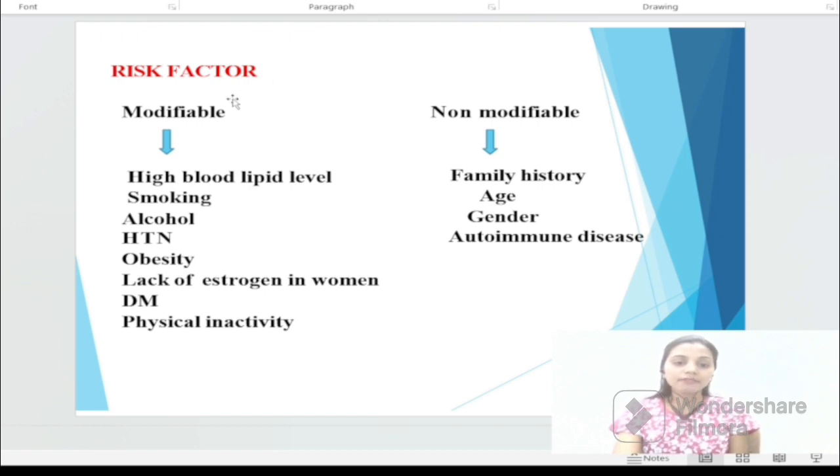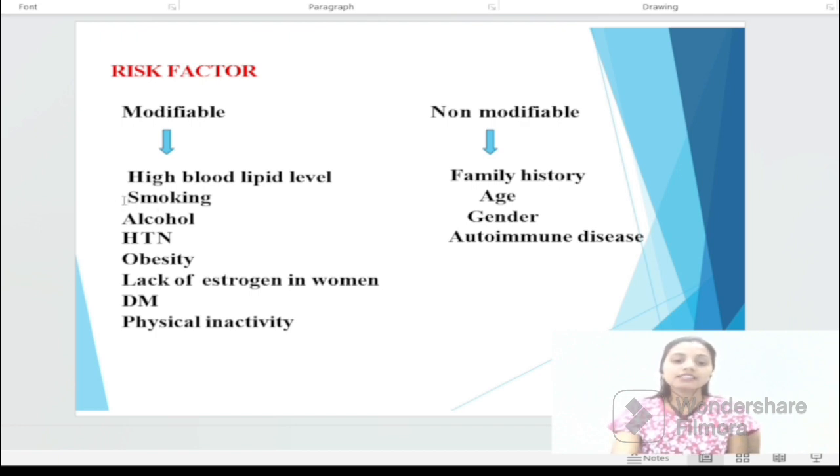So first are the modifiable risk factors. What are they? The first one is high blood lipid level. If the blood lipid level is high, it causes obstruction in blood flow. When obstruction in blood flow occurs, it does not supply proper blood flow to the myocardial muscles or tissues, and they can't receive enough oxygen supply. It finally leads to necrosis and ischemia.